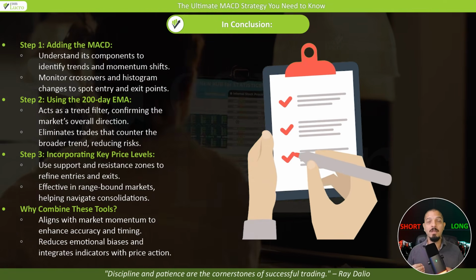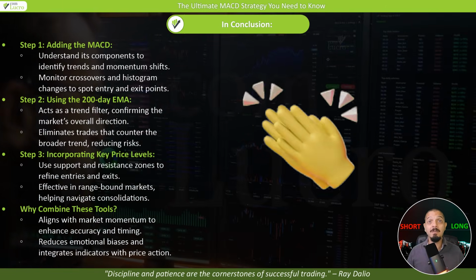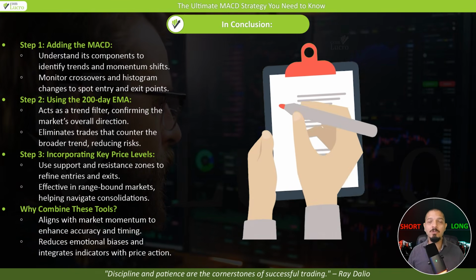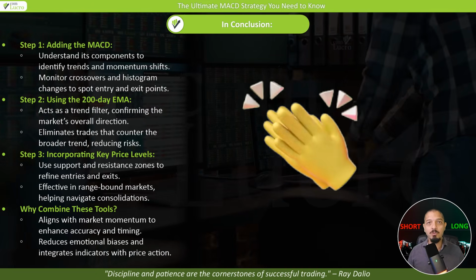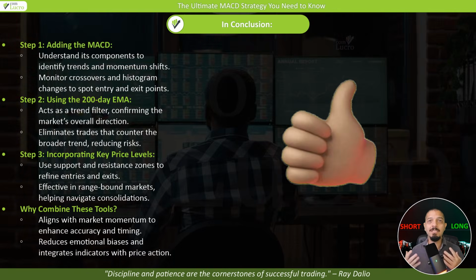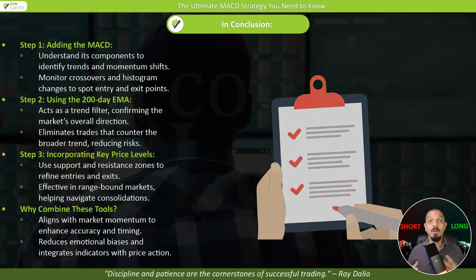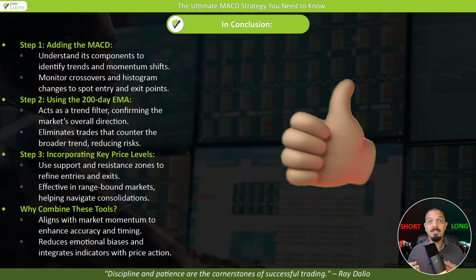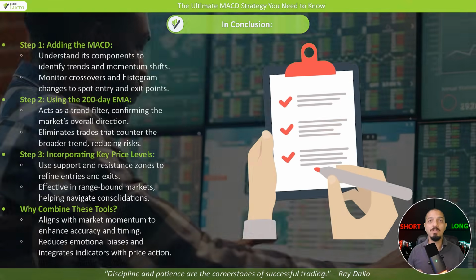In conclusion, we have built a clear and reliable strategy by combining the MACD, the 200-day EMA, and key price action levels. First, you add the MACD to your chart and understand how its components reveal momentum shifts and potential trend continuation. Then, you use the 200-day EMA as a simple trend filter to confirm the broader direction of the market and avoid trades that work against the main flow. Finally, you refine your entries with support and resistance so you can filter out weak signals and stay out of trades when the market starts to move sideways.